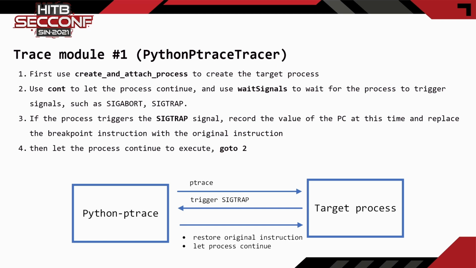The workflow of the trace module is as follows. First, we use the create and attach process function to start the target process. Then we use the continue function to let the process continue, and use the wait signals function to wait for the process to trigger a SIGTRAP signal. When the process executes a breakpoint, it will trigger the SIGTRAP signal. It means that a new basic block is executed. Then, the tracer saves the current PC register and removes the breakpoint instruction. Then it lets the process continue to execute.